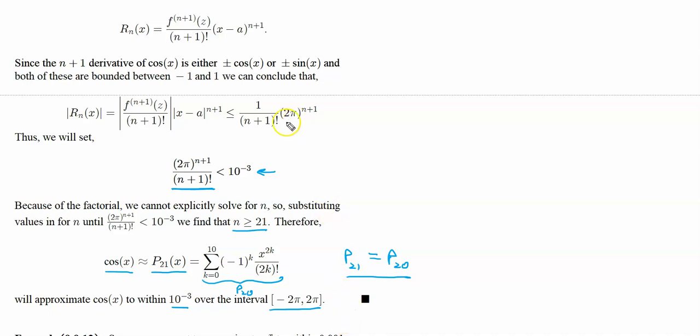So once again, we had to analyze our remainder term. We found that it was less than or equal to this quantity. And then we set this less than the desired error. And then we determined what n had to be.